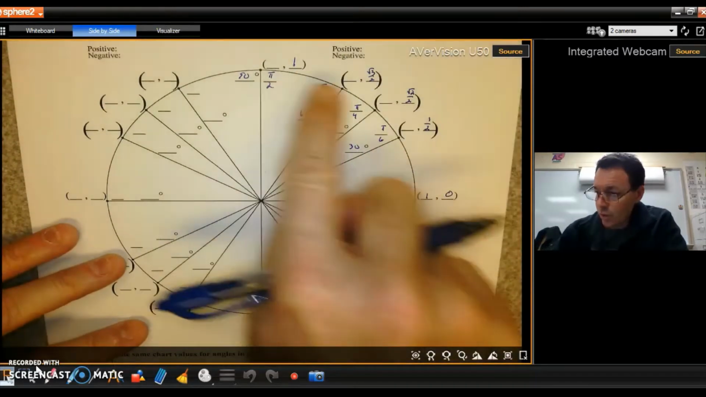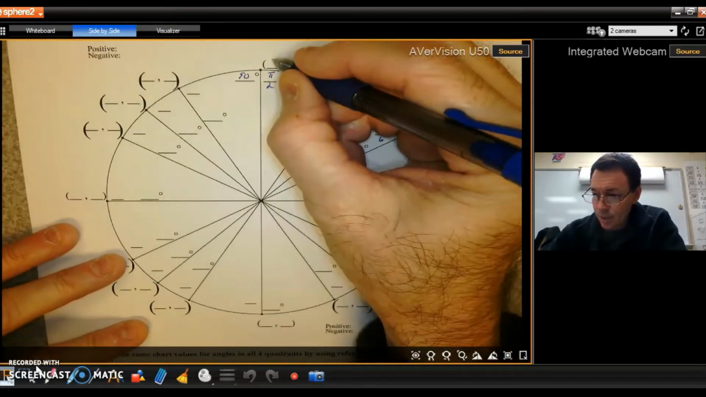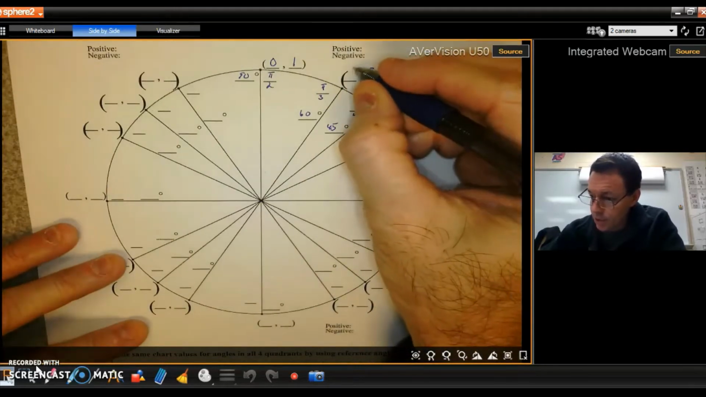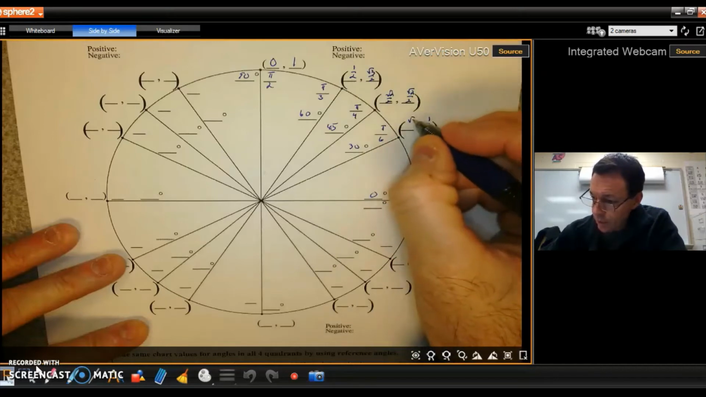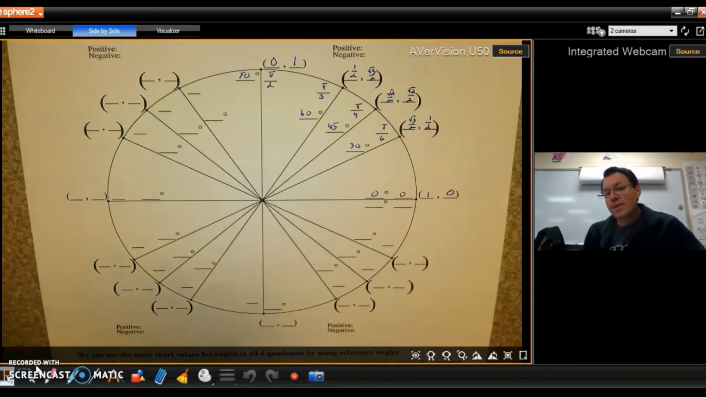And then the x-coordinates, those are the same as the cosine values. I'm going to start up here at 0, and then write the same numbers in the opposite direction. So 1 over 2, radical 2 over 2, and radical 3 over 2, and then we end at 1. So there you go. That's what we did yesterday.